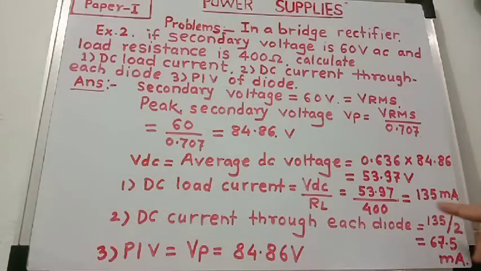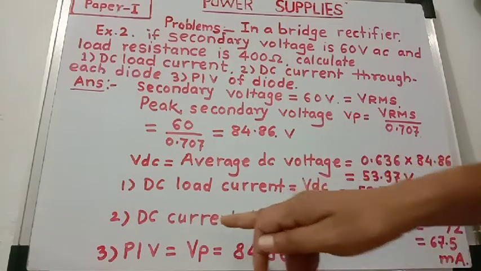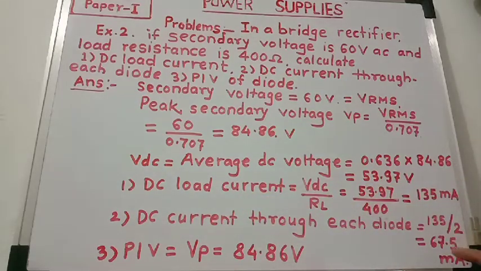So the DC load current is 135 milliampere. So the DC current through each diode is 135 divided by 2, that is 67.5 milliampere. Then we have to calculate the peak inverse voltage, PIV, across each diode.